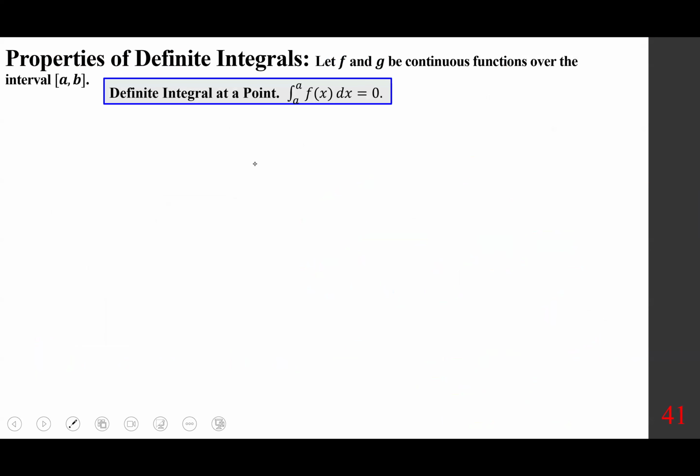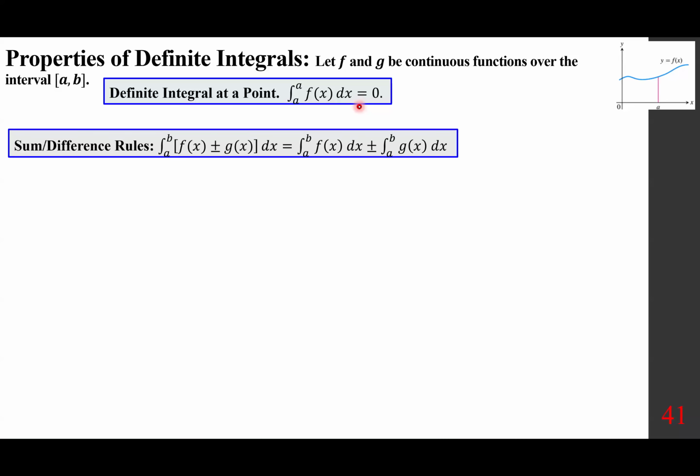Now, properties of definite integrals. Let f and g be continuous functions over the interval of a to b. Definite integral at a point: the integral from a to a of f of x dx is 0. I hope you see why a point doesn't cover any area under a curve, because delta x, b minus a over n, becomes a minus a over n, which is 0. That's one way to look at it.